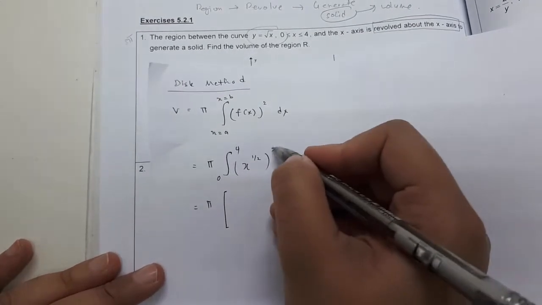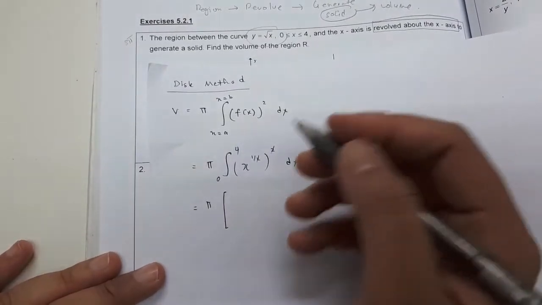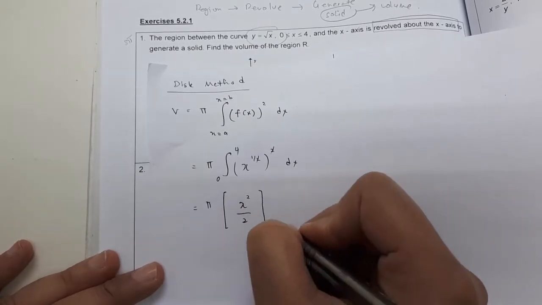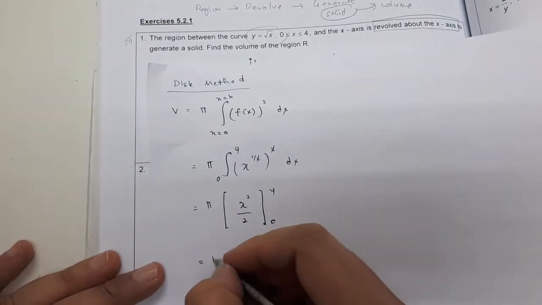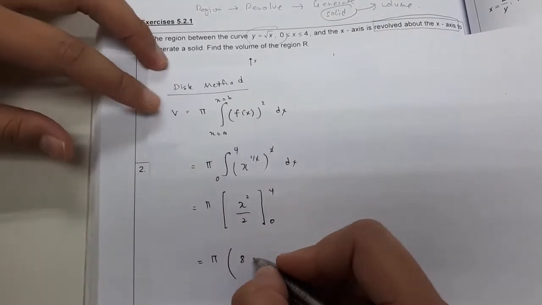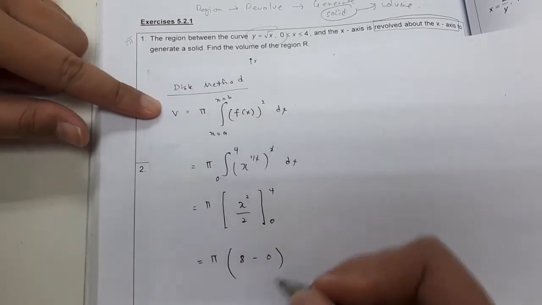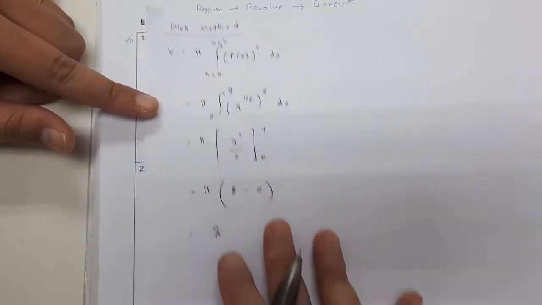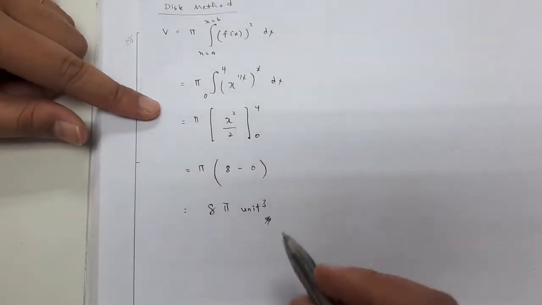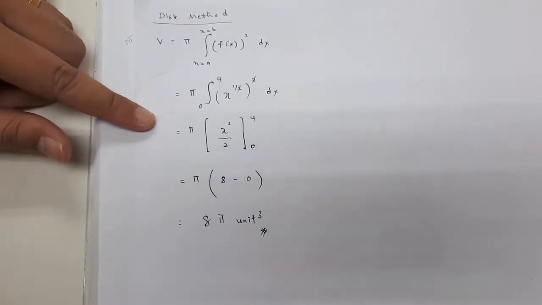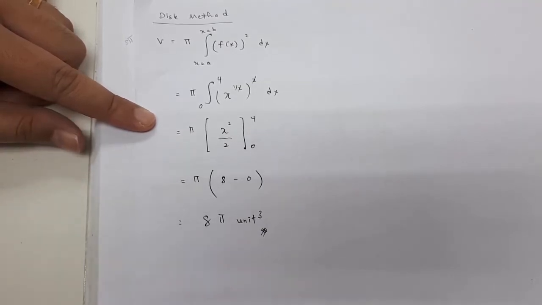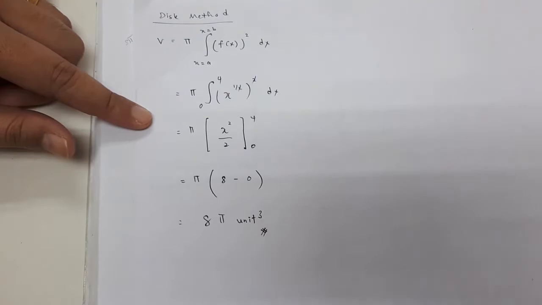x power 1 over 2 squared, we can cancel. So we are left with x power 1. Integrate x power 1, we get x squared over 2. Okay, substitute. So the final answer is 8 pi unit cube. So why cube? Because it is a volume. If it's an area, unit square. Because this is volume, so 8 pi unit cube.